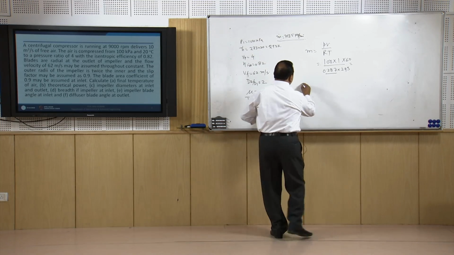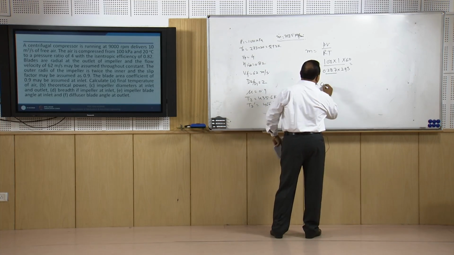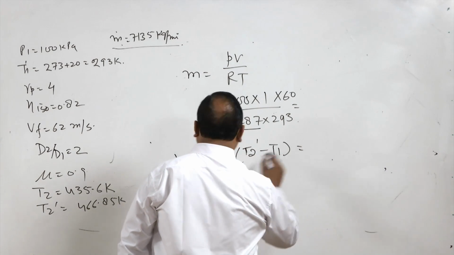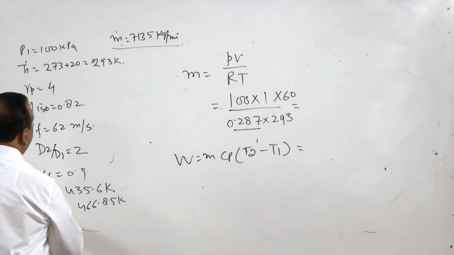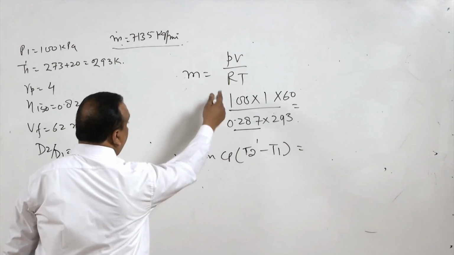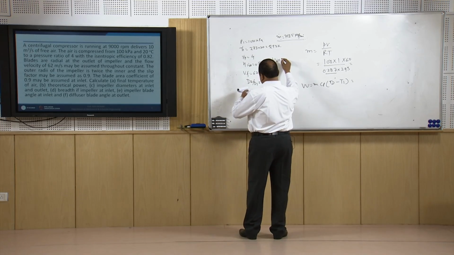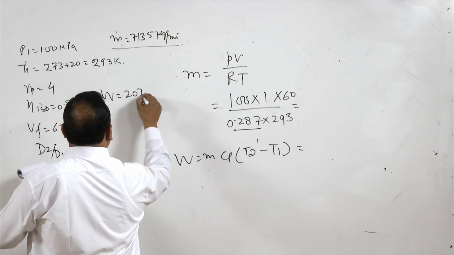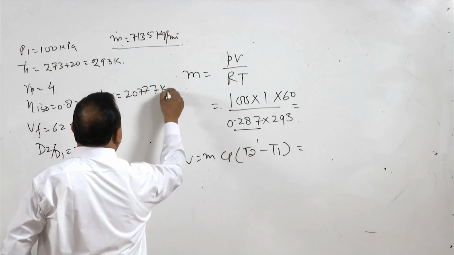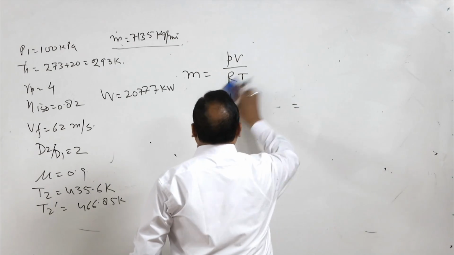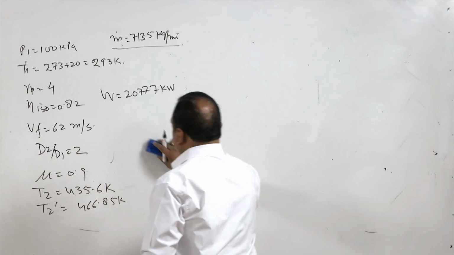So, work is m Cp (T2 dash minus T1). Now we have the value of T2 dash, T1, the mass flow rate, and Cp. So work is calculated: 2077.7 kilowatt. This is the amount of energy which will be required to run this compressor.